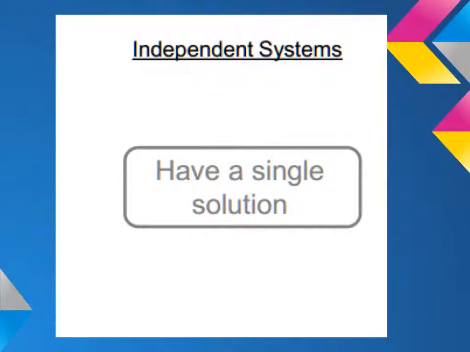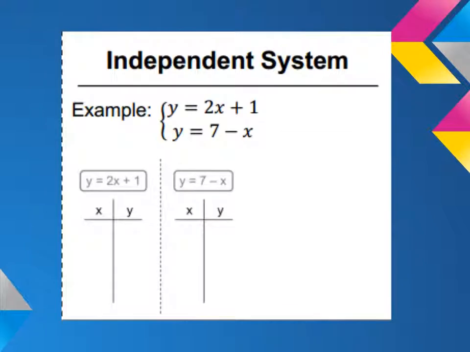If you'll turn to the tab that talks about independent systems, they mean they have a single solution. These are the kind where they intersect one time. Okay, under the first tab with our independent systems, we have two equations. Remember, it takes at least two equations to make a system. Our first equation is y equals 2x plus 1, and our second equation is y equals 7 minus x.